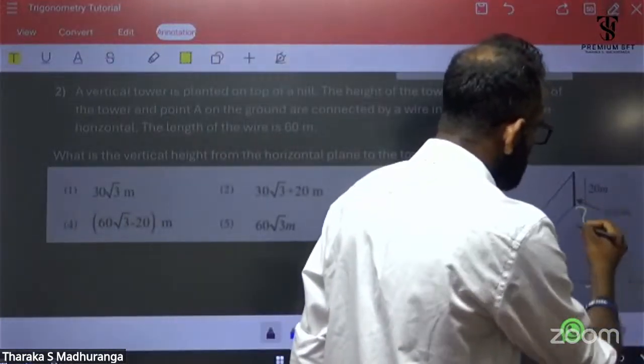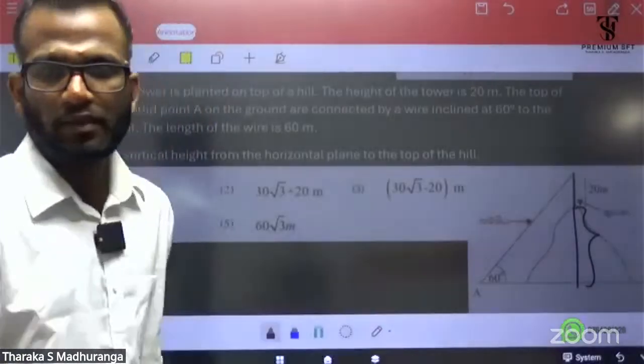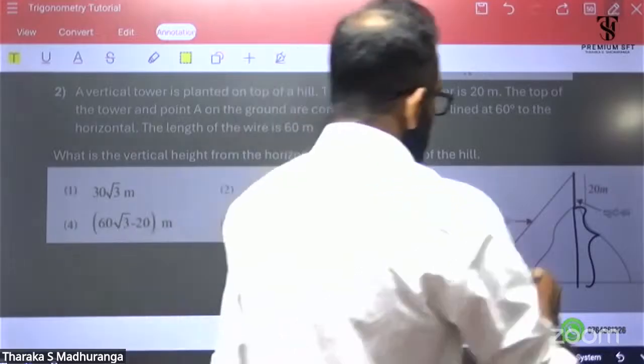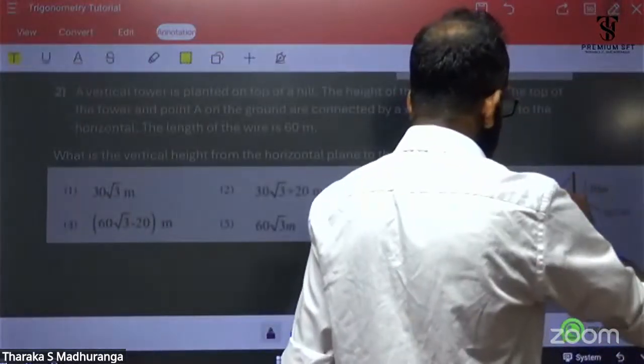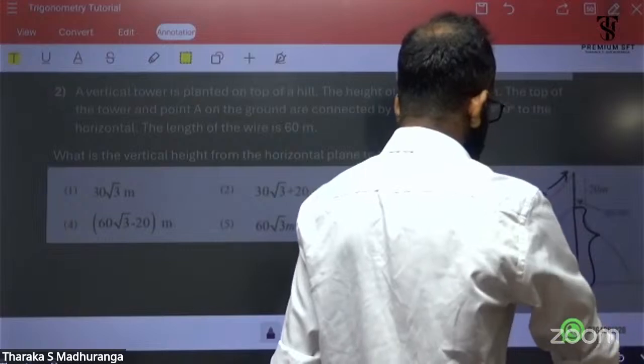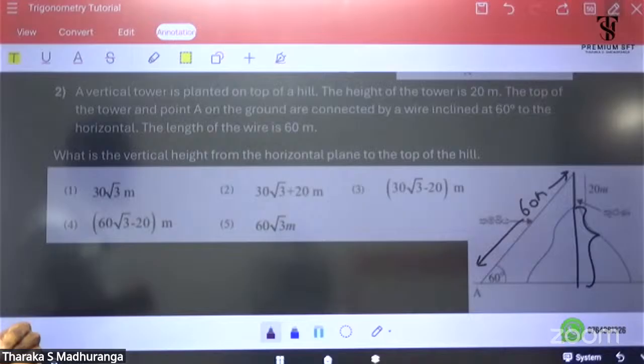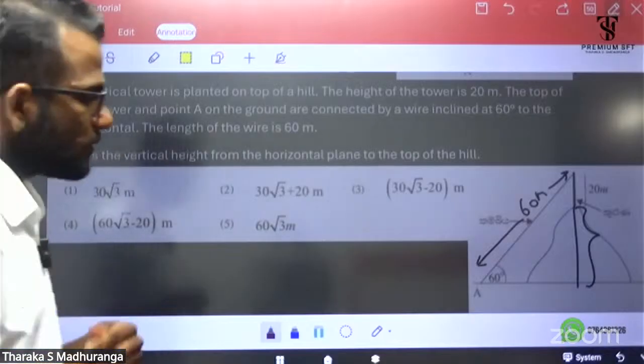The question asks what is the height of the hill? Can you get this? The length of the wire is 60 meters. Okay, try to do this.